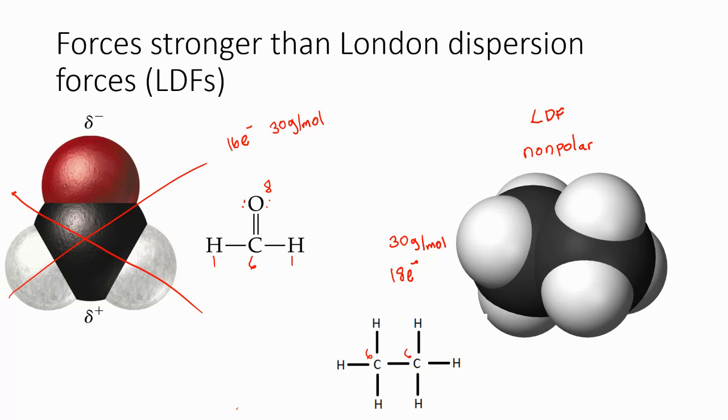I look for the element that is furthest to the upper right-hand corner, closest to the upper right-hand corner. And that element is the most electronegative. Means it's best at pulling electrons to itself. And so in this case, oxygen is the most electronegative element.